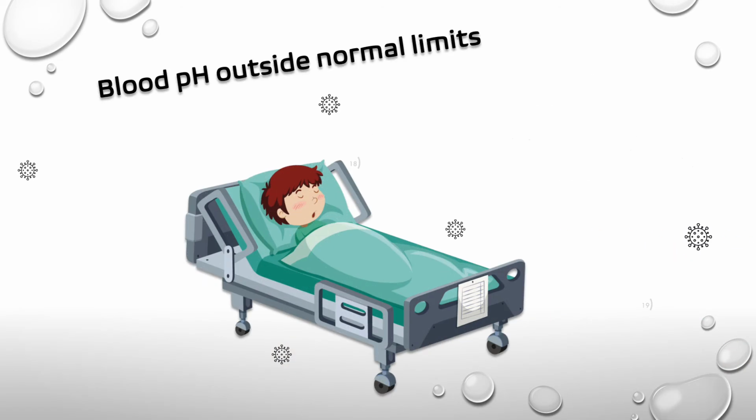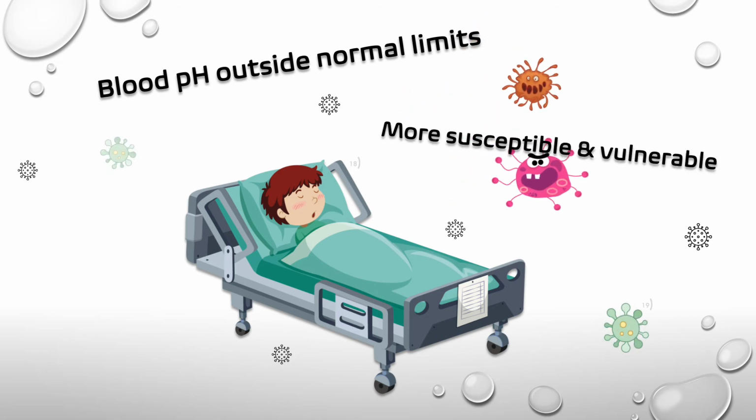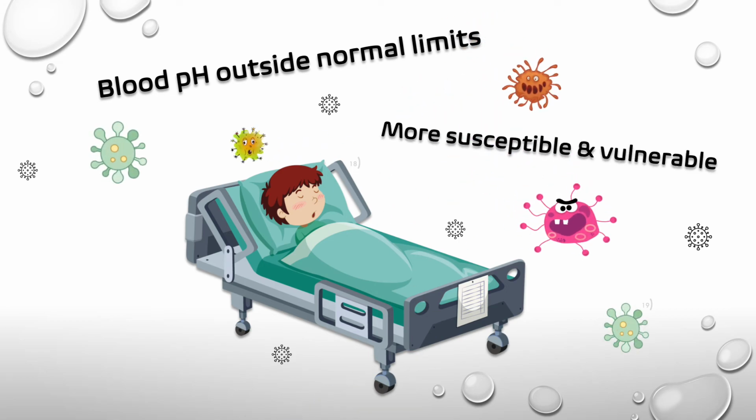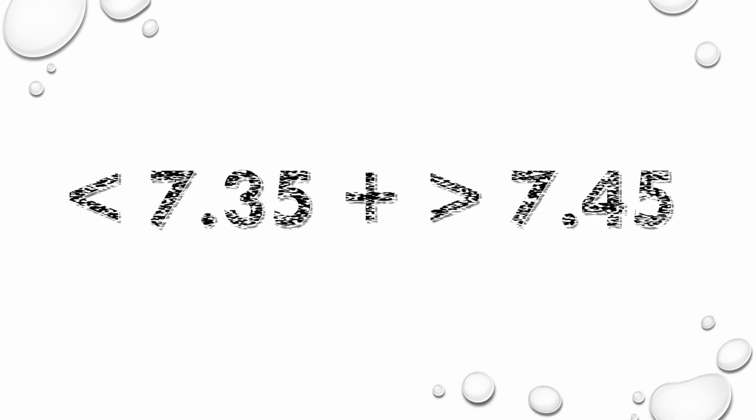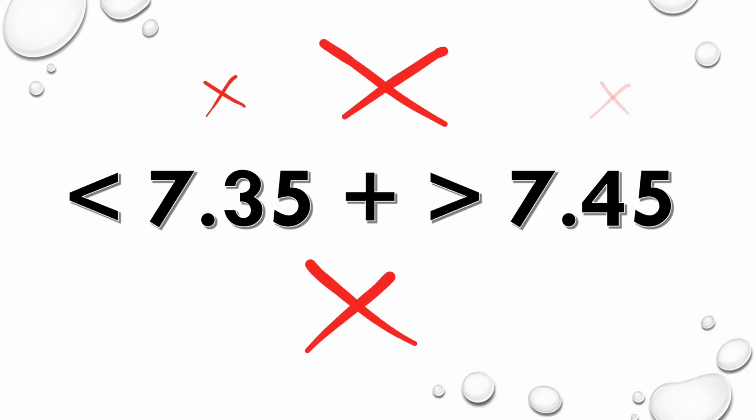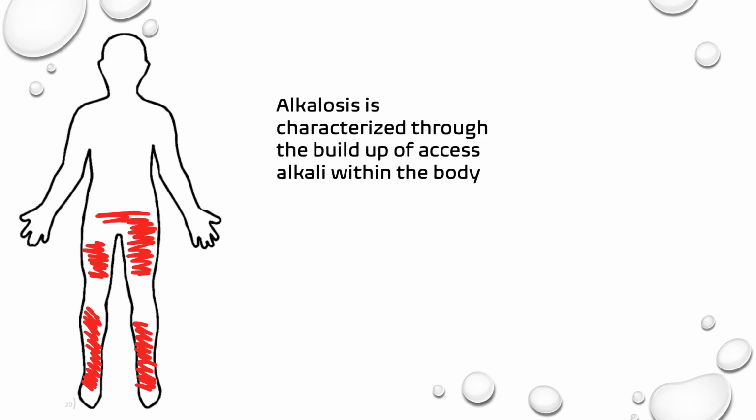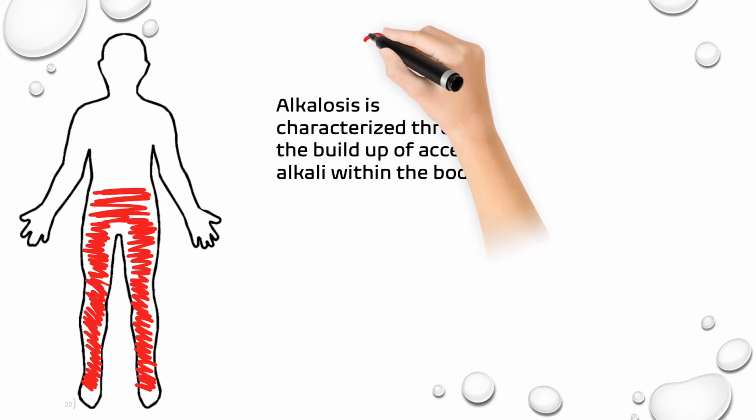Many conditions or circumstances will cause the blood pH of a patient to fall outside these limits, therefore making them more susceptible and vulnerable. To further explain, acidosis and alkalosis are terms that describe the atypical conditions when an individual's blood pH falls below 7.35 or above 7.45. Alkalosis is characterized through the buildup of excess alkali within the body.